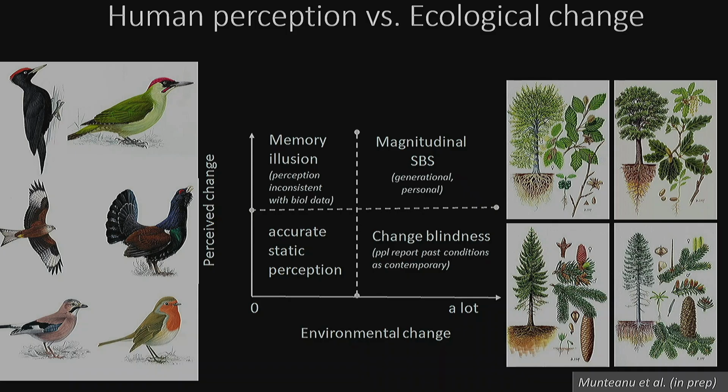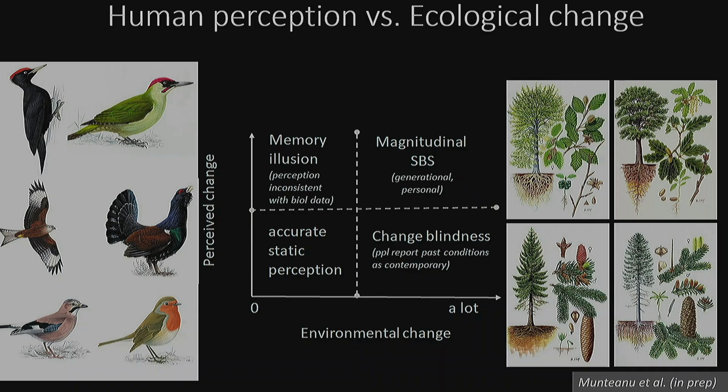People might have an accurate perception of the change, or they might be prone to misperceiving things. These are terms that Lizzie Jones from London has used to identify memory illusion and change blindness. So when people are completely off, there is change, but people don't remember it, or there is no change, but people are actually seeing change.